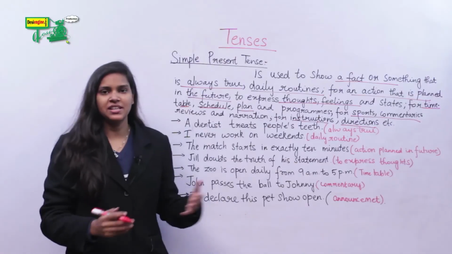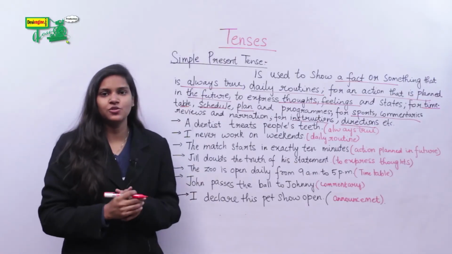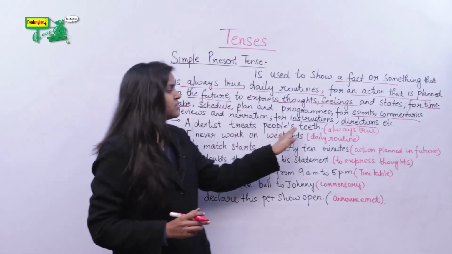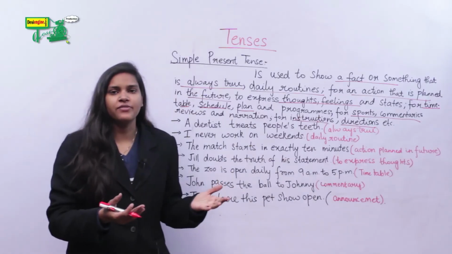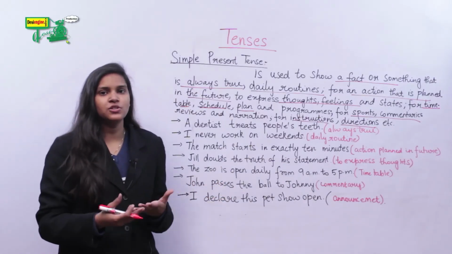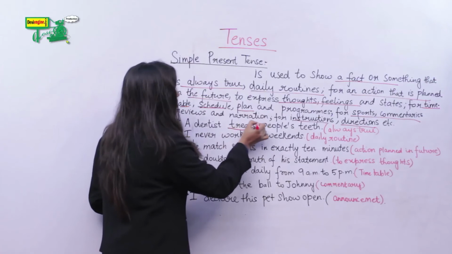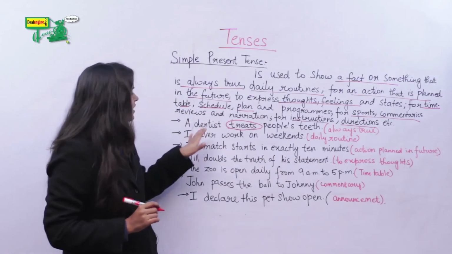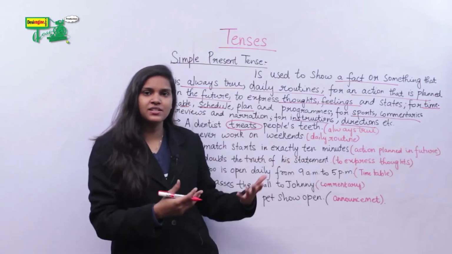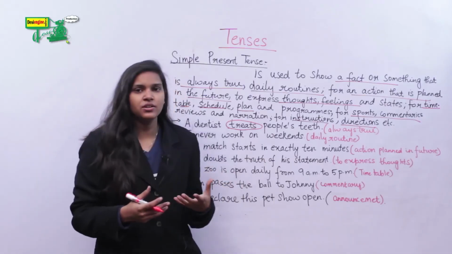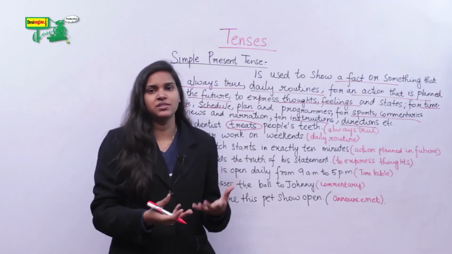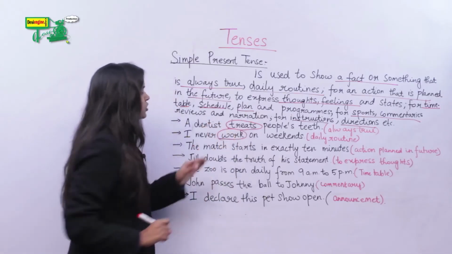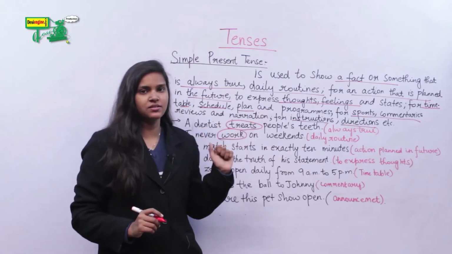Let's take few example sentences to understand the usage of simple present tense. First sentence is, a dentist treats people's teeth. This is a fact which is always true. Therefore, usage of simple present tense, treats. The next sentence is, I never work on weekends. It is a sentence which is talking about something that happens on a daily basis. That is, it is talking about a routine. Therefore, usage of simple present tense, work.